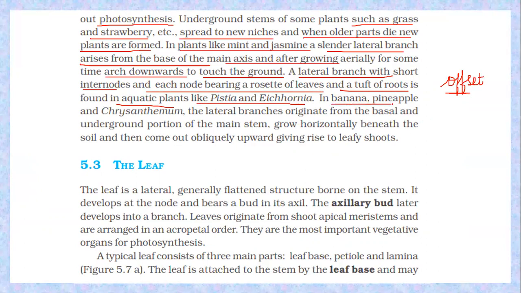In banana, pineapple, and chrysanthemum, you will find the sucker. The lateral branches originate from the basal and underground portion of the main stem. They grow horizontally beneath the soil and come out obliquely and upwards. They rise to form a leafy shoot. Is it clear? We have completed the stem also.